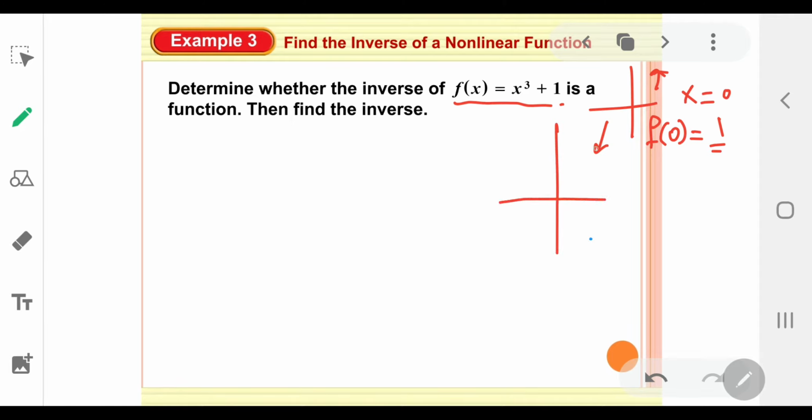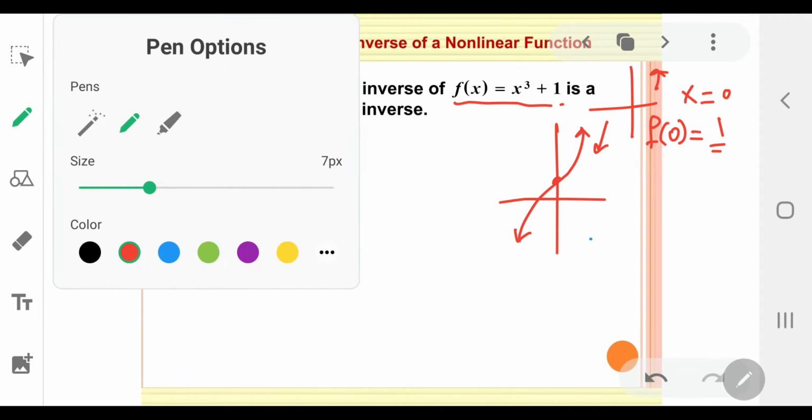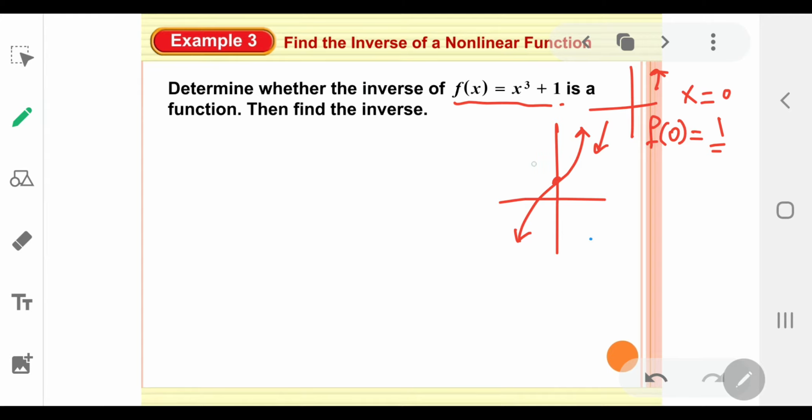So you know that this graph is crossing the y-axis at 1, and it has this shape as any cubic function. So you don't need to make a complete table of values and graph the whole equation. You can just use your knowledge about polynomial graphing, and make a sketch. Now, let's use the horizontal line test. If I graph the horizontal line anywhere, it crosses the graph in only 1 point, so it means the inverse of this function is also a function.